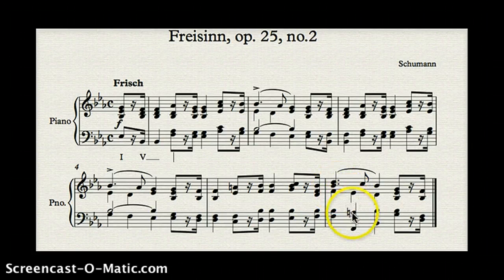And look, there's another A natural there. And if you look in your book, I didn't copy the entire excerpt down, you'll see in the next measure there is an A natural, and in the next measure, an A natural. So we see that in these next four measures, the A is always natural.